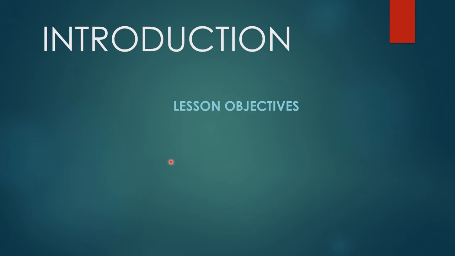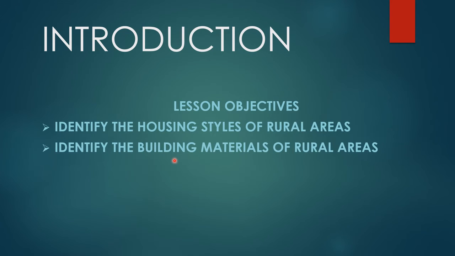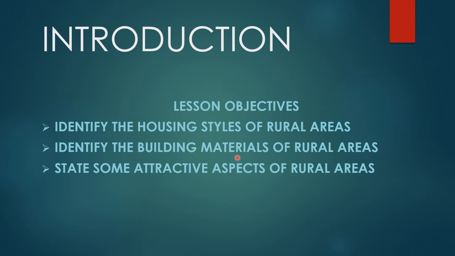So, by the end of this lesson, you are expected first to identify the housing styles of the rural areas. Secondly, you are expected to identify the building materials used for the construction of houses in the rural areas. And finally, I expect you to state some attractive aspects of rural areas. What attracts people in the rural areas?